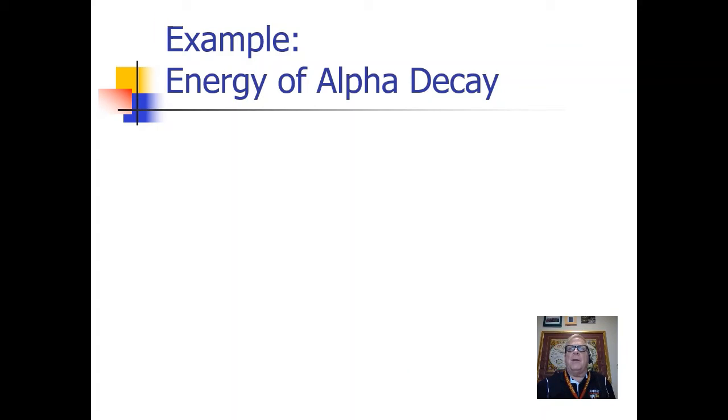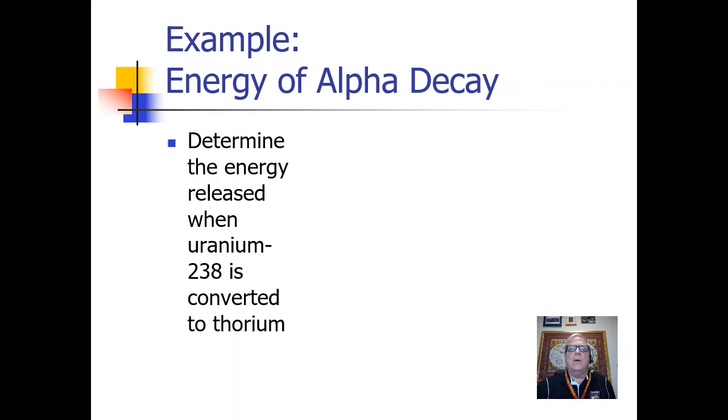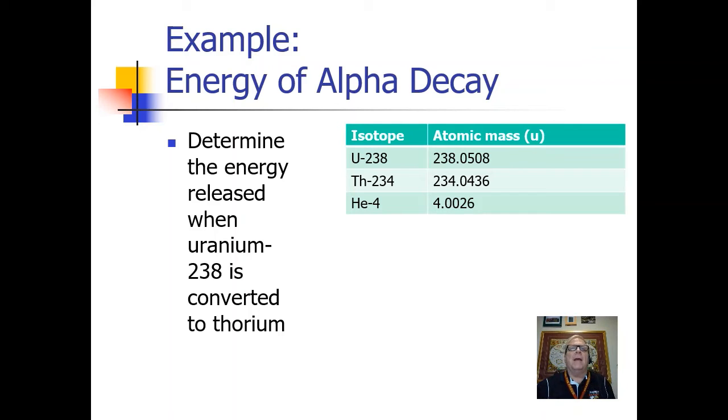So by very careful measurements of the mass of the particles involved in a radioactive decay, we can determine how much energy is released in the process. Say, for example, we have a uranium-238 being converted to thorium. Here you see the atomic mass of uranium-238, and when a uranium-238 undergoes radioactive decay into thorium, it gives up an alpha particle, otherwise known as a helium nucleus. So given these masses here, go ahead and calculate the energy that is released.